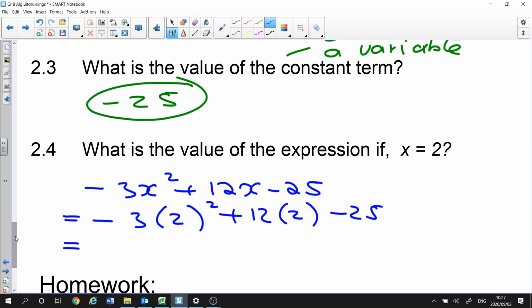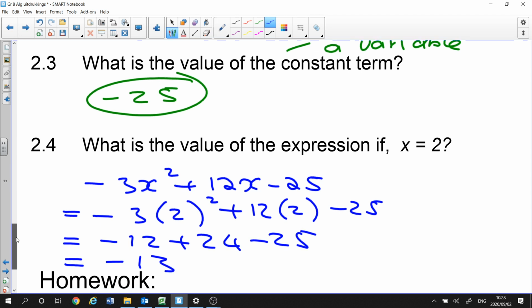So that is equal to, remember BODMAS, 2 squared is 4. 4 times negative 3 is negative 12, plus 24, minus 25, and that is equal to negative 12 plus 24 is 12. Minus 25 is negative 13.